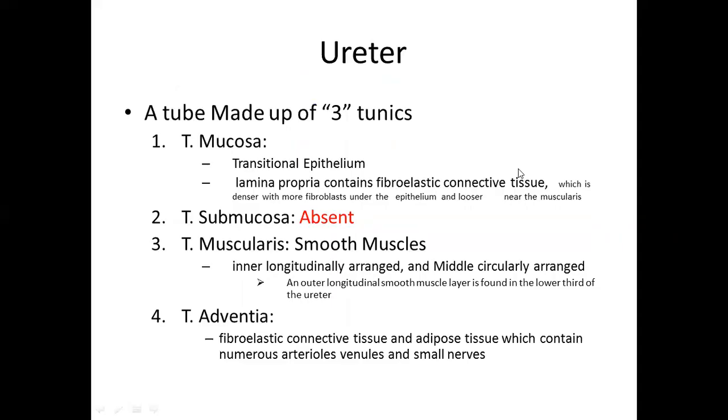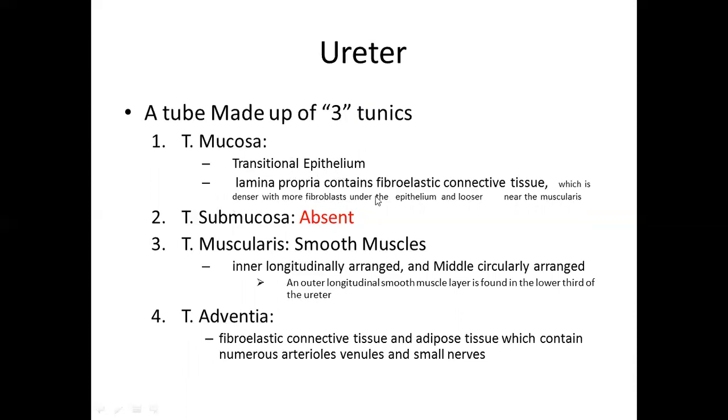Now moving toward the ureter, it is a tube whose wall is made up of three tunics. The tunica submucosa is absent, so we are left with tunica mucosa, tunica muscularis externa, and tunica adventitia. In the ureter, the tunica mucosa is lined by transitional epithelium, which is also called urothelium or urinary epithelium. It is only present in the urinary system, so that's why it is termed urinary epithelium or urothelium.